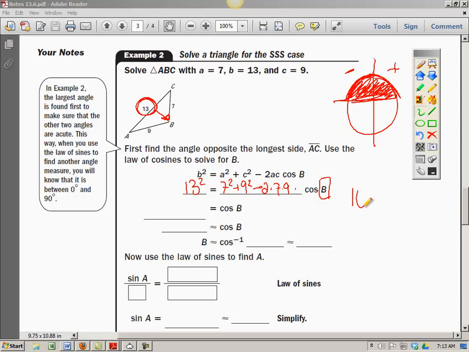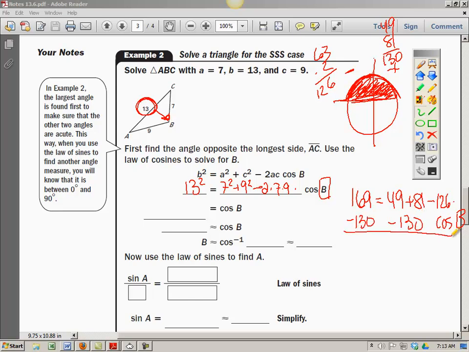13 squared is 169 is equal to 49 plus 81 minus, and then 2 times 7 times 9, that comes out to 63 times 2 is 126. 126 times the cosine of angle B. All right, we'll deal with that in just a few minutes here. Now, 49 and 81 comes out to, looks like 130. And so I'm going to minus 130 from this side and minus 130 from this side. I end up getting that 39 is equal to negative 126 times the cosine of B.